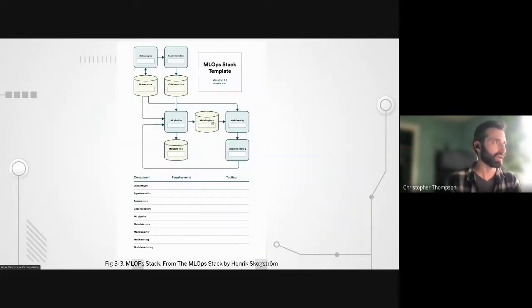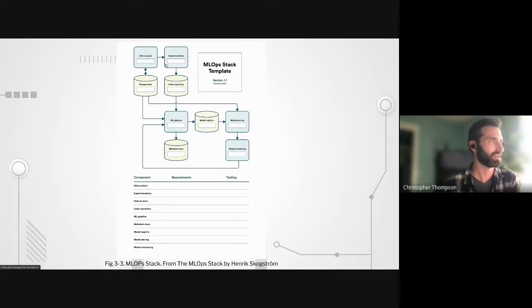All right, so what I wanted to bring in was, I found this nice template from, I'm going to totally butcher this, Henrik Skogstrom. Hopefully that's right. But anyway, he came out with a blog post, MLOps stack, and this MLOps stack template, where you can fill in the building blocks of a proper MLOps deployment, I guess would be the right word for it, but just ecosystem. There, that's a good one. All right, MLOps ecosystem.